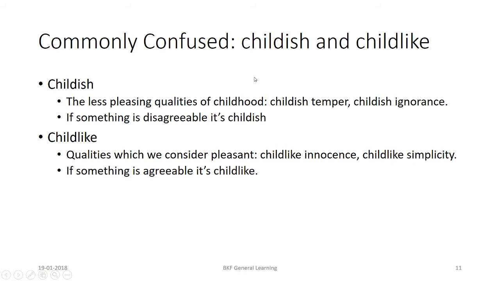Okay, now we'll see the difference between childish and childlike. When we say childish, we mean the less pleasing qualities of childhood, such as childish temper and childish ignorance. If something is disagreeable, it's always childish. Whereas the qualities which we consider pleasant, such as childlike innocence and childlike simplicity, if something is agreeable, it is always going to be childlike. So that's the difference between childish and childlike.